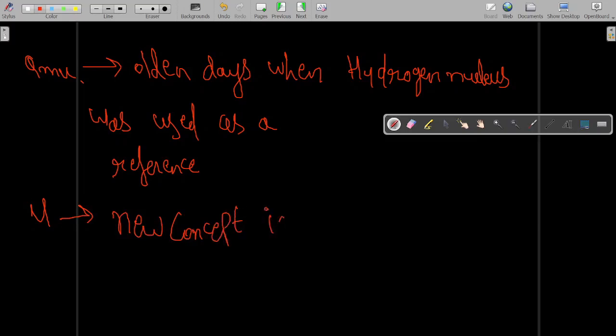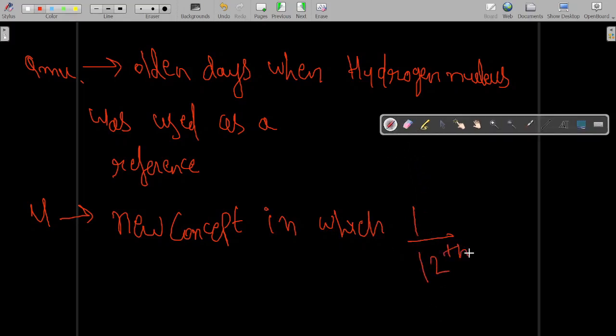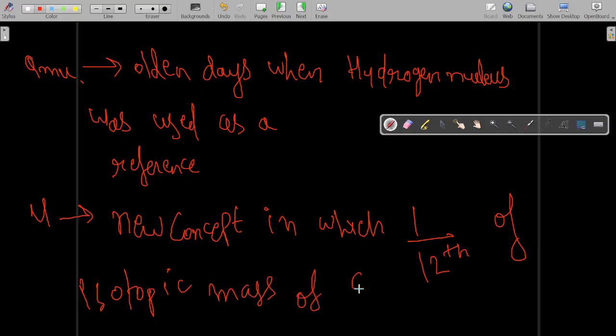in which 1/12 of the isotopic mass of C-12 is the reference. So this is used as the reference.